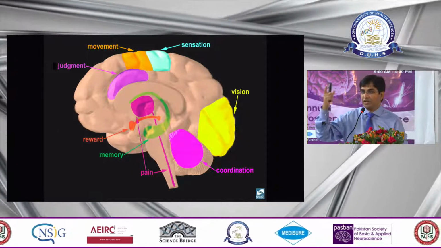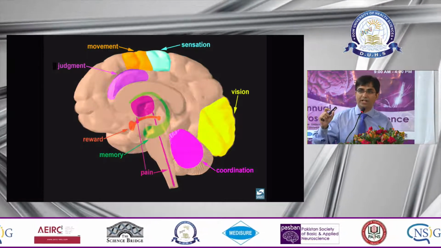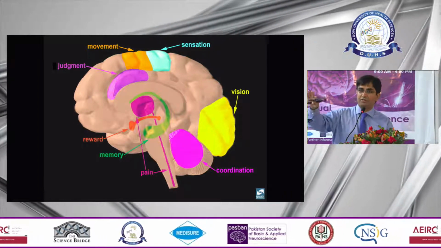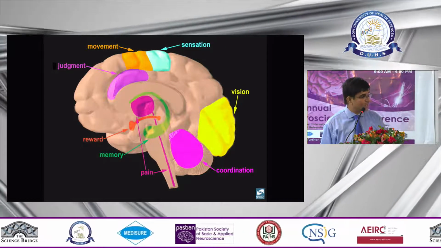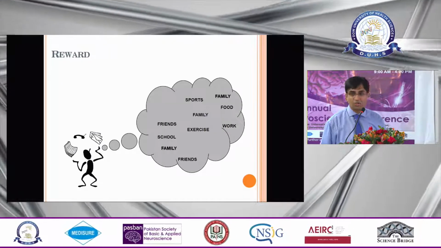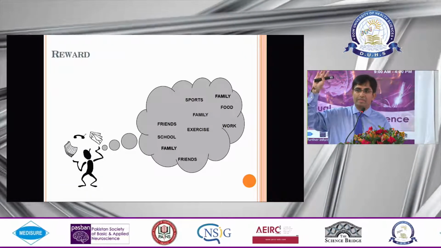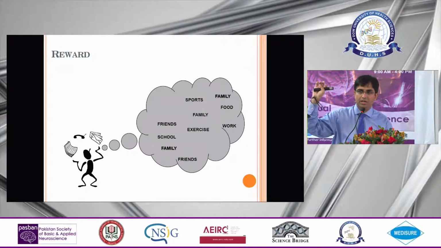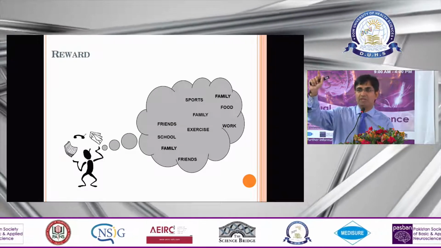Every body function has a center in your brain. Substance use is associated with reward. Whenever a person takes a substance, whatever you do in your life, there is a center in the brain called the nucleus accumbens, which is associated with the reward system. So anything you do in your life involves dopamine release. You are going for sports, dopamine is released in your brain. You get first position in your exams, dopamine is released.